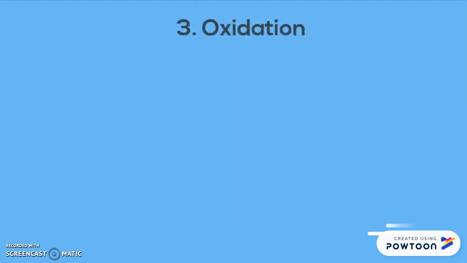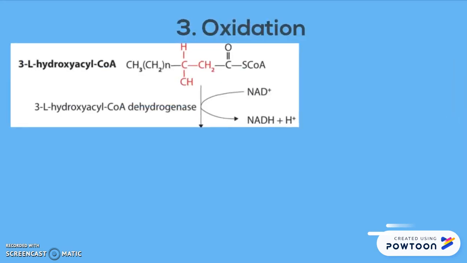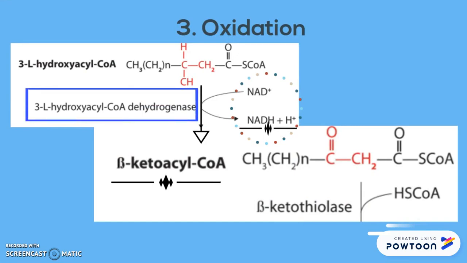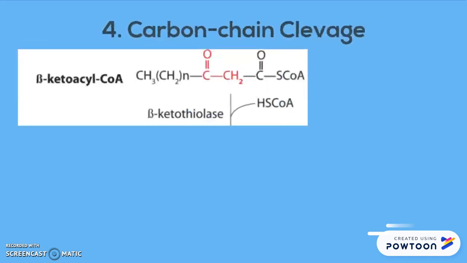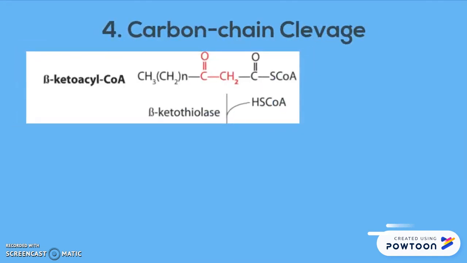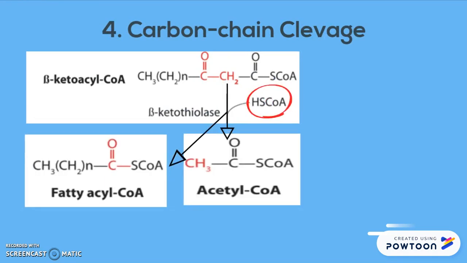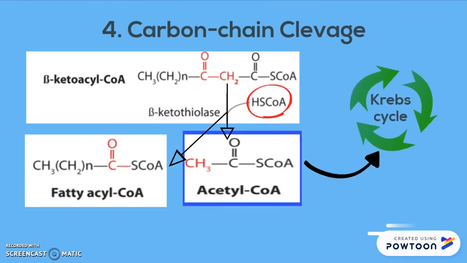Step 3, oxidation. The hydroxyl group in carbon-2 is oxidized by NAD to generate beta-ketoacyl-CoA and NADH. The reaction is catalyzed by dehydrogenase enzyme. Step 4, the beta-ketoacyl-CoA is cleaved off by the thiol group to yield acetyl-CoA and acyl-CoA. The acetyl-CoA then enters the Krebs cycle to continue the energy-making process. The enzyme required for this reaction is beta-ketothiolase.